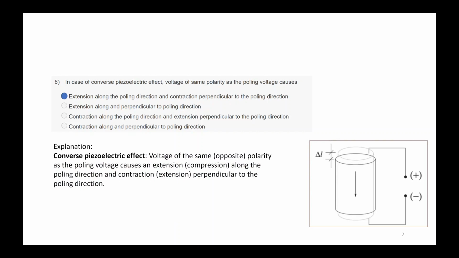The answer will be A. In case of converse piezoelectric effect, the statement goes: voltage of the same polarity as the poling voltage causes an extension along the poling direction and contraction perpendicular to the poling direction. It can also be that if the voltage is of opposite polarity, then there will be compression along the direction and extension in the perpendicular direction. And this is what it will look like.